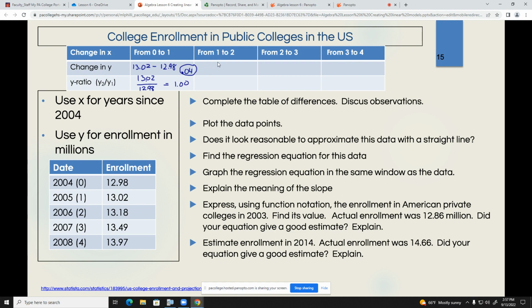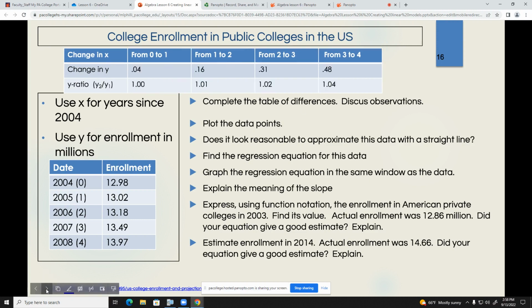So from 1 to 2, I'm going to take 13.18 minus the 13.02, and that gives me 0.16. And I'm going to do the ratio as well. And so that would be the 13.18 divided by 13.02, and to two decimal places, that gave me 1.01. So if you'd like to, at this point, you can pause the video and complete the rest of these. I'm going to go to my next slide where I type these in.